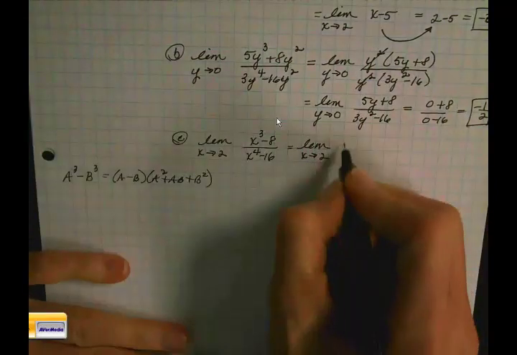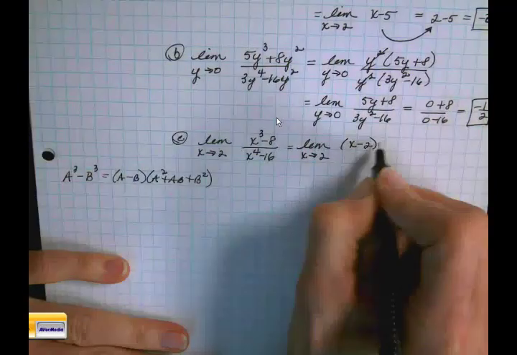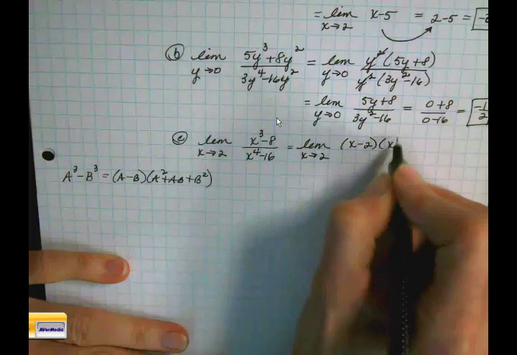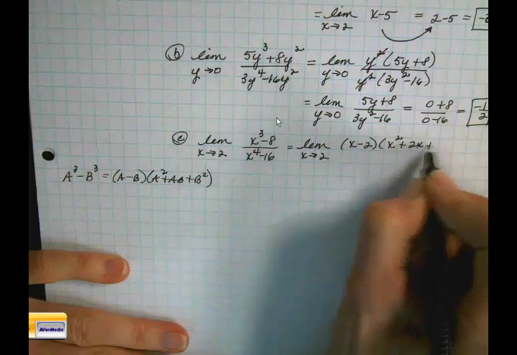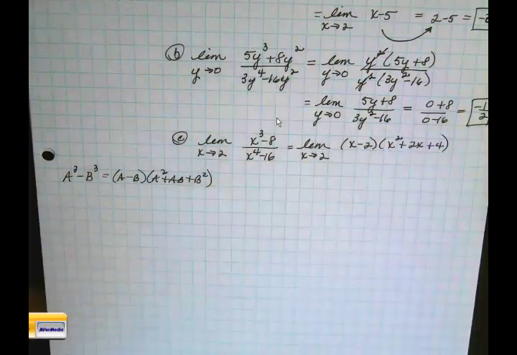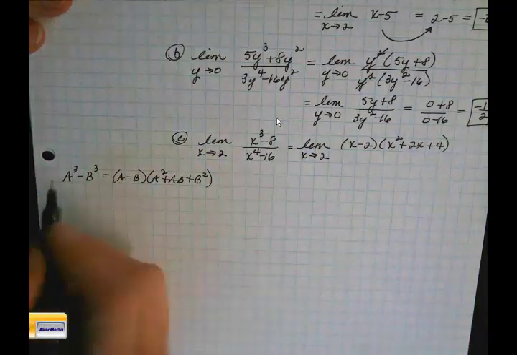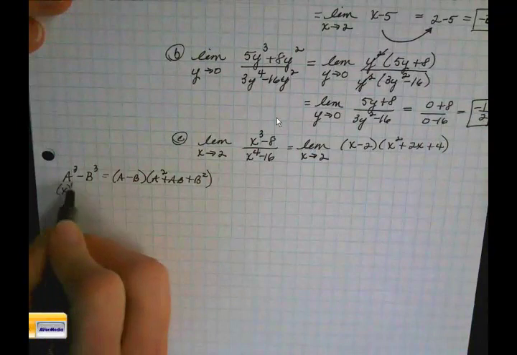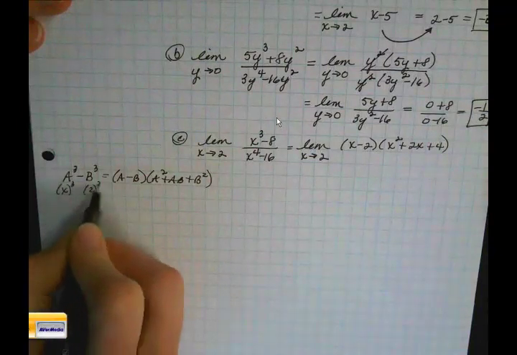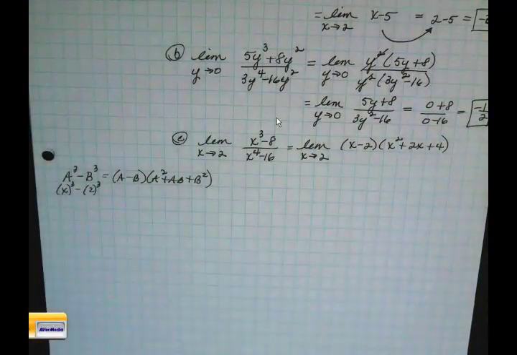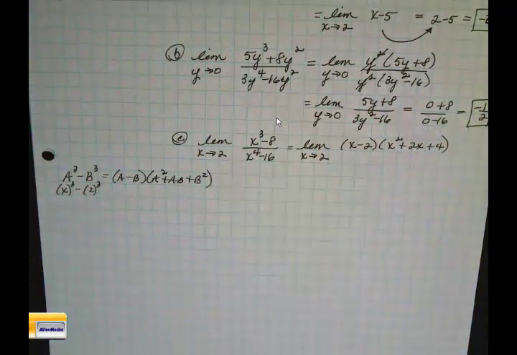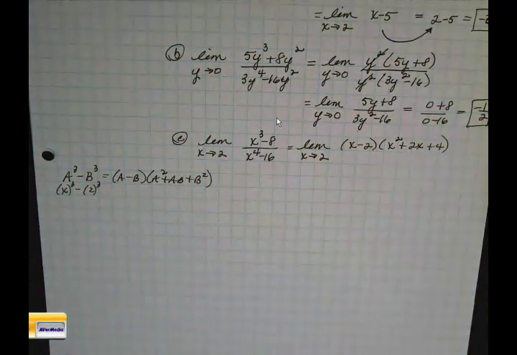Okay. So this is going to be an x minus 2 times an x squared plus 2x plus 4, where you replace the a with x and the b with 2, because this is an x being perfectly cubed and a 2 being perfectly cubed. So everywhere there's an a, you put x, and everywhere there's a b, we put a 2.